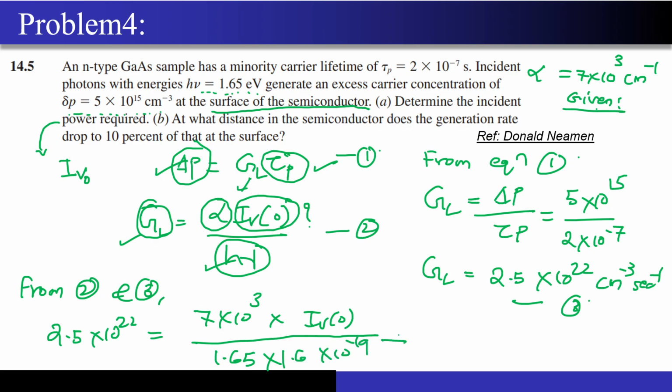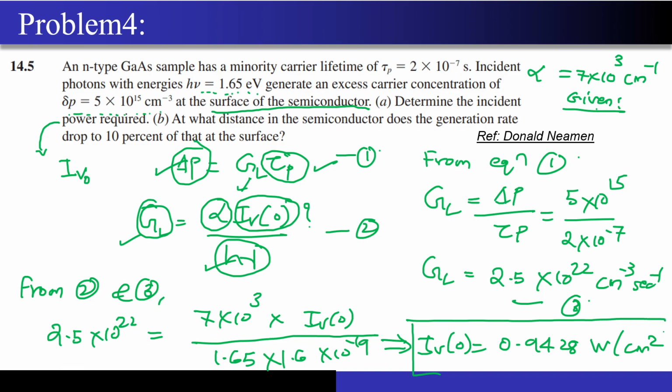So if you just calculate the value of IV0, right? Then this IV0 value will come out around 0.9428 watts per centimeter square. I hope this is very much clear. So the first part of the question is done already, right? Now this is the answer for part A. Correct? Now let's look at part B.